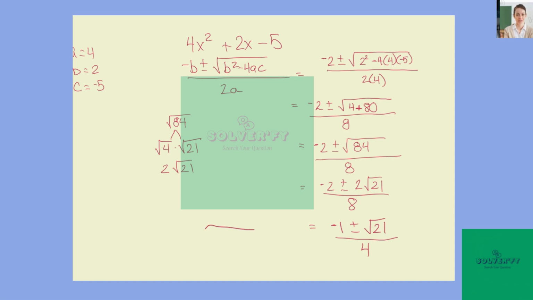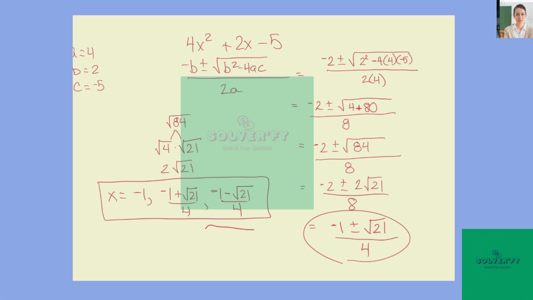Okay, so here's my final answers. So x equals negative 1 and negative 1 plus the square root of 21 over 4 and negative 1 minus the square root of 21 over 4. And if you could write that as plus minus, that would be fine too.